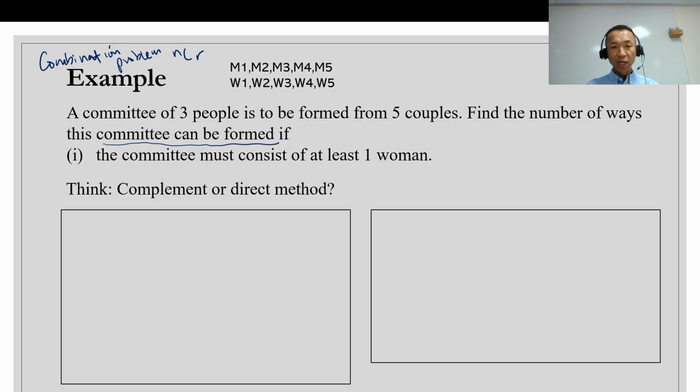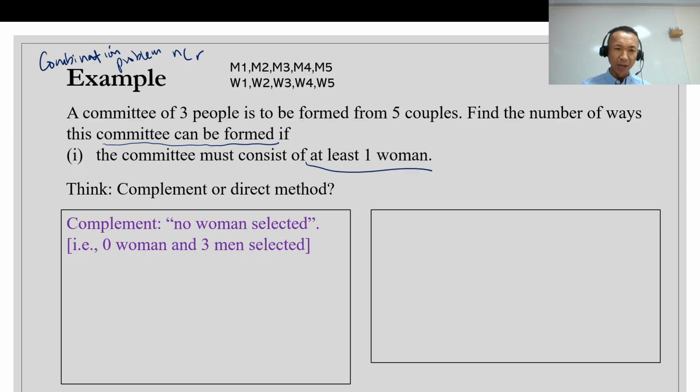So do we use the complement method or the direct method? What do we mean by the complement method? You want at least one woman, right? What are the number of ways I can form the committee such that there is no at least one woman? So actually, the complement case is no woman selected, right? And there is only one case of no woman selected. That means all 3 people are men. And usually, when a complement case is only 1 or 2 cases, it's not a bad idea to choose the complement method.